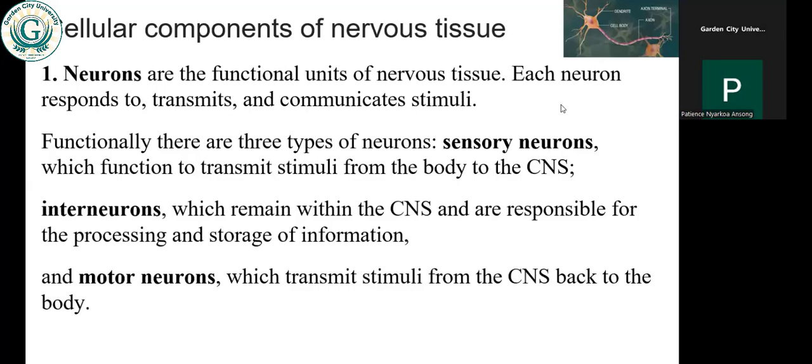So we say we have three types of neurons based on their function. I've already explained this. We have the sensory neurons transmitting signals from parts of the body to the CNS or the central nervous system. We look at the interneurons, which remain in the CNS, that are going to help with processing and storage of information. Then we have the motor neurons that will transmit feedback or transmit responses or commands from the central nervous system back to the body.